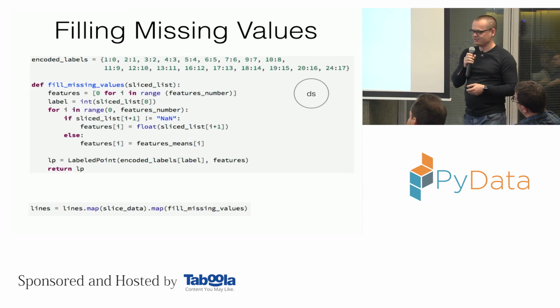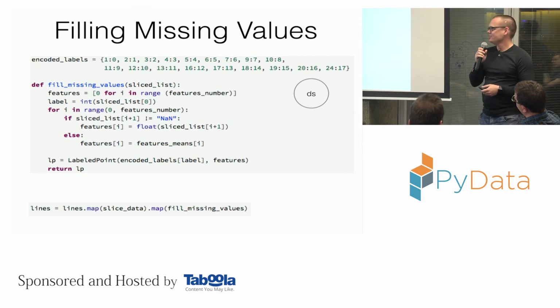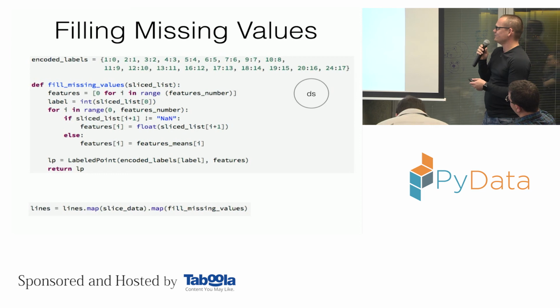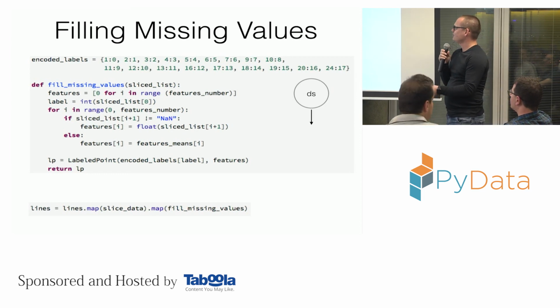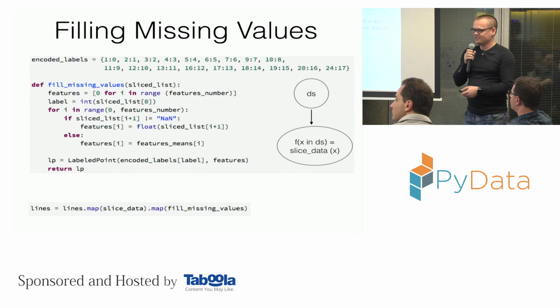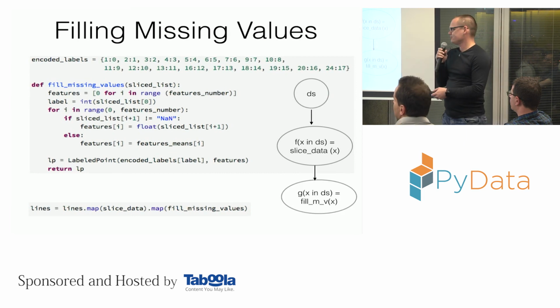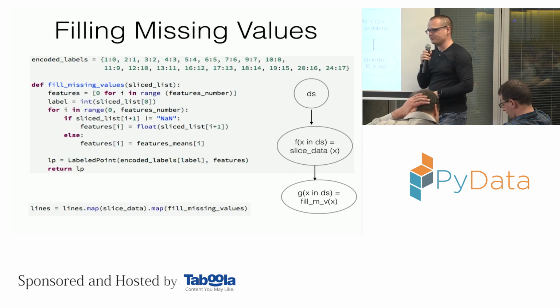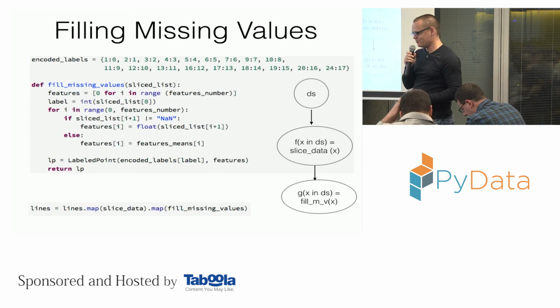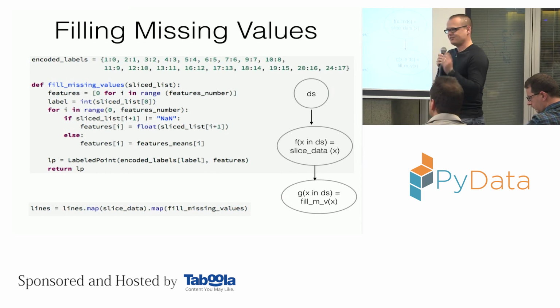So let's look at the computation graph that just was run here. First, you have the data structure. You slice the data, then you fill the missing values, and at some point you just run the graph, and all of the composed functions here, which operate on the distributedly stored CSV, are executed.